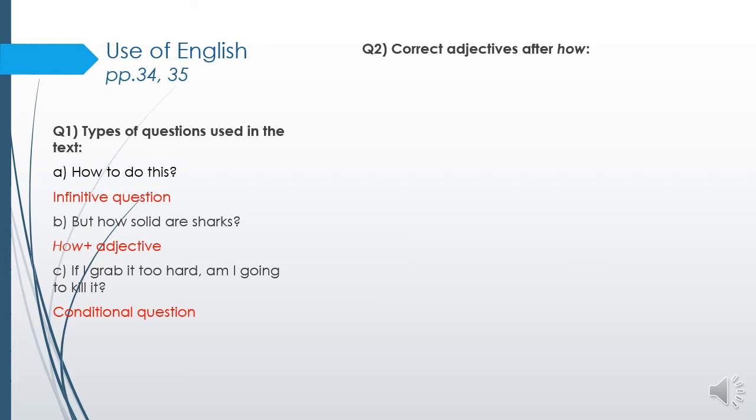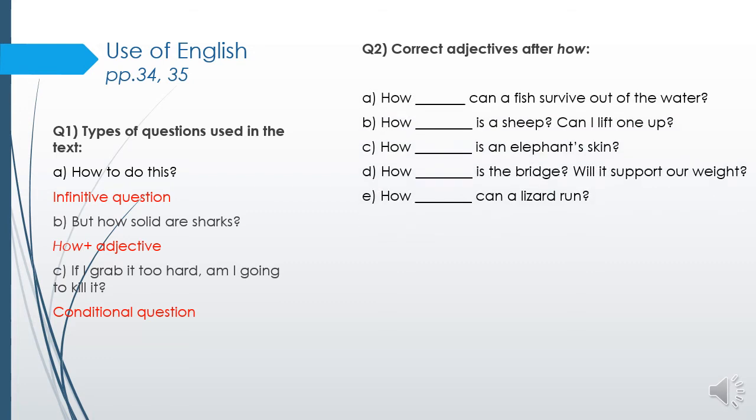Question 2. What are the correct adjectives to be used after how? How blank can a fish survive out of the water? How blank is a sheep? Can I lift one up? How blank is an elephant's skin? How blank is the bridge? Will it support our weight? How blank can a lizard run?